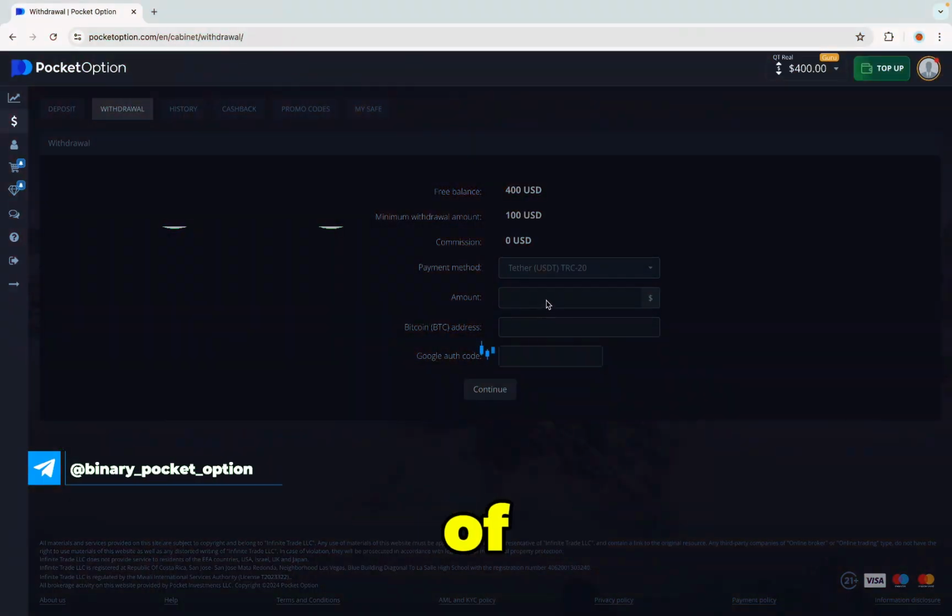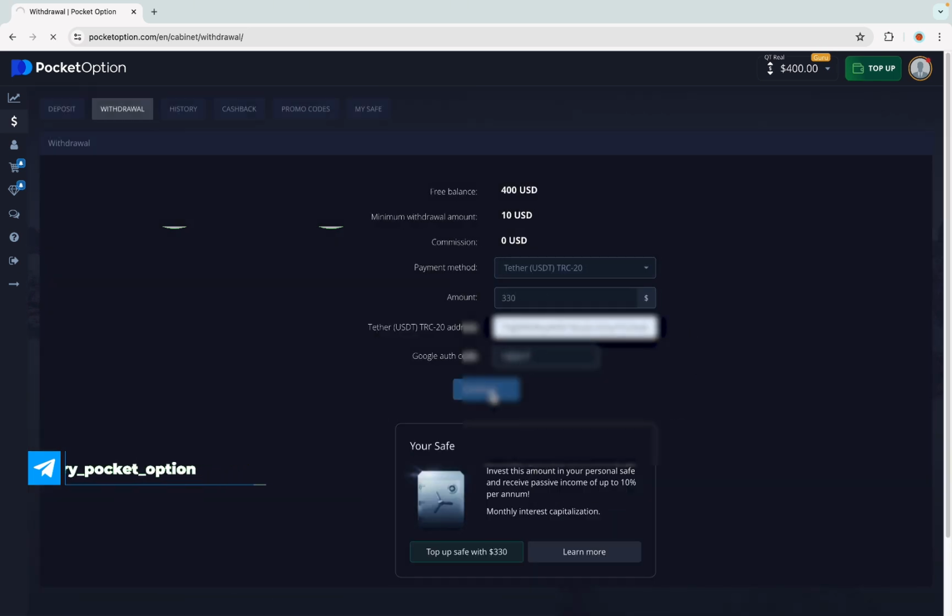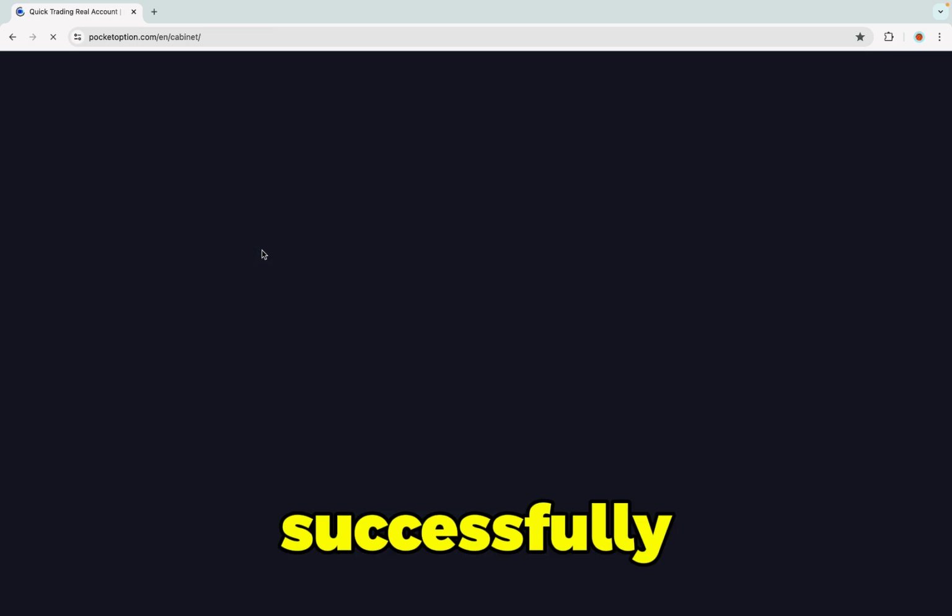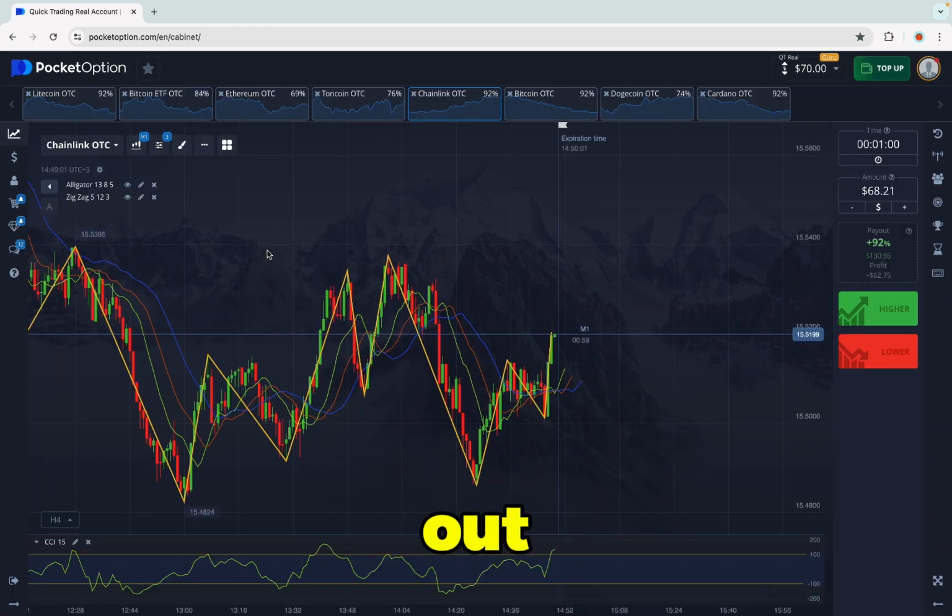The amount of today's profit will be $330. The withdrawal operation is being successfully performed. This is how trading turned out for today.